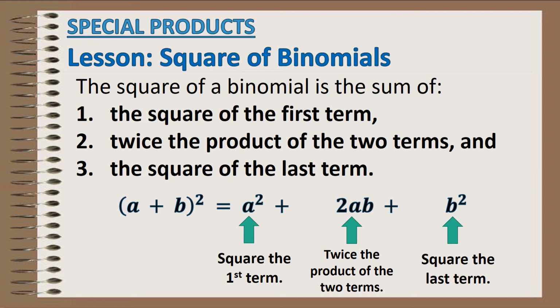Given, for instance, we have the quantity of a plus b quantity squared. Square the first term, that is a squared, twice the product of the two terms, that is 2ab. Square the last term, that is b squared. So, the product of a square of binomial is a perfect square trinomial, a squared plus 2ab plus b squared.